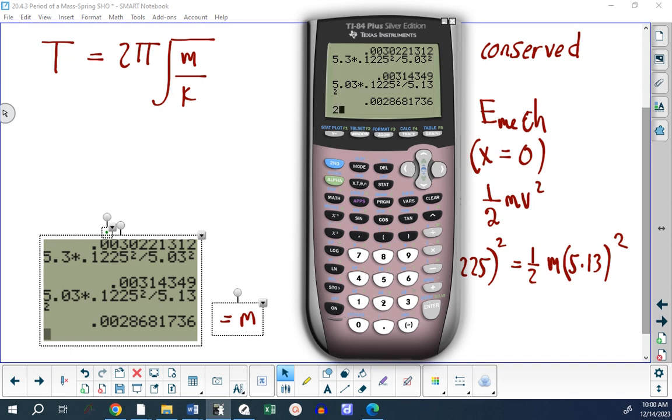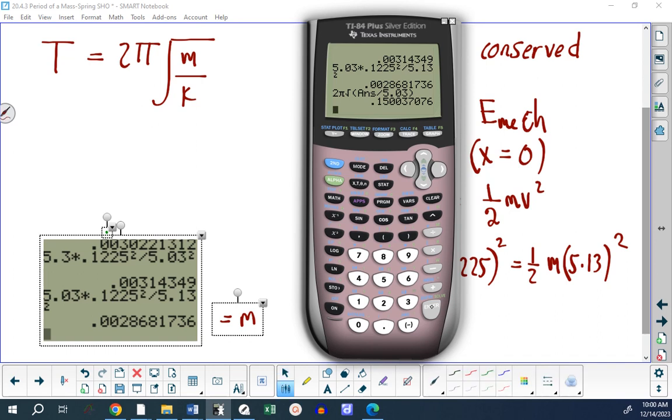So I need to take 2 pi times the square root of the mass divided by the spring constant, which was 5.103. So 0.15 seconds. And how many of you suspected that the period would be very tiny? I mean, it's moving quite fast. So that's the answer, 0.15 seconds.